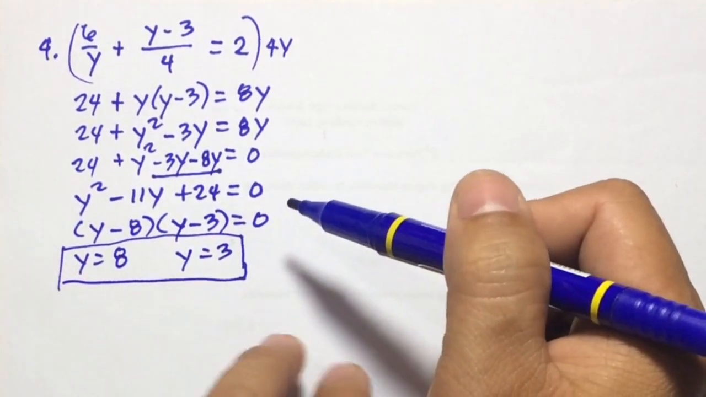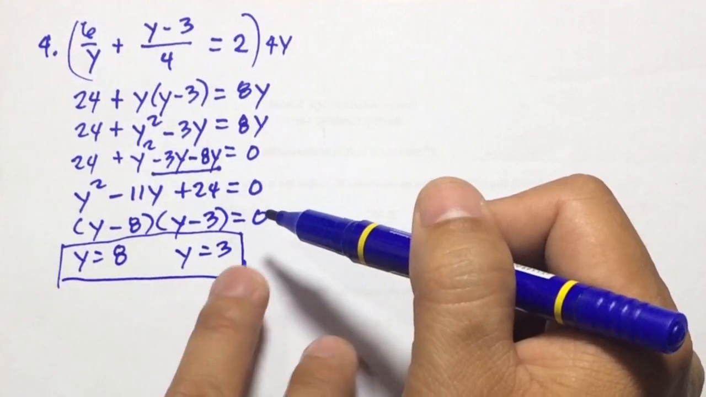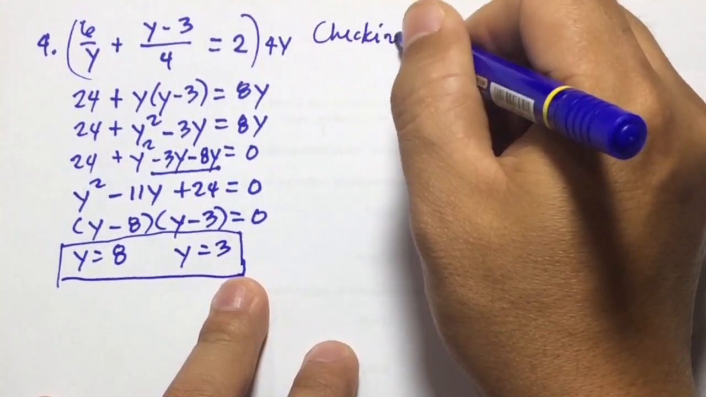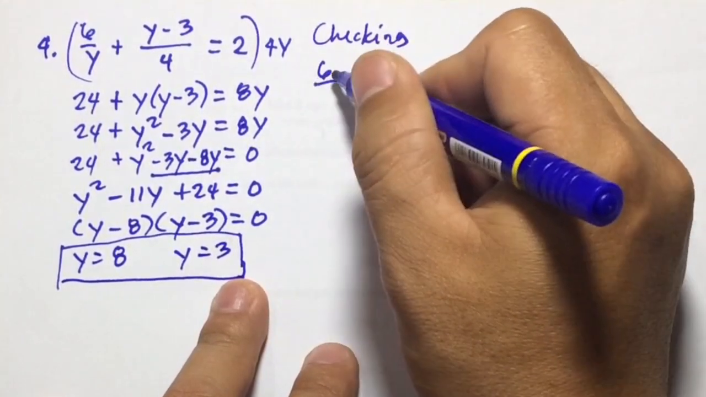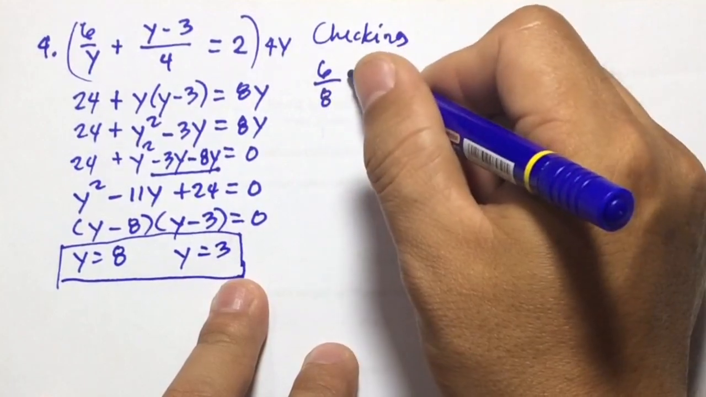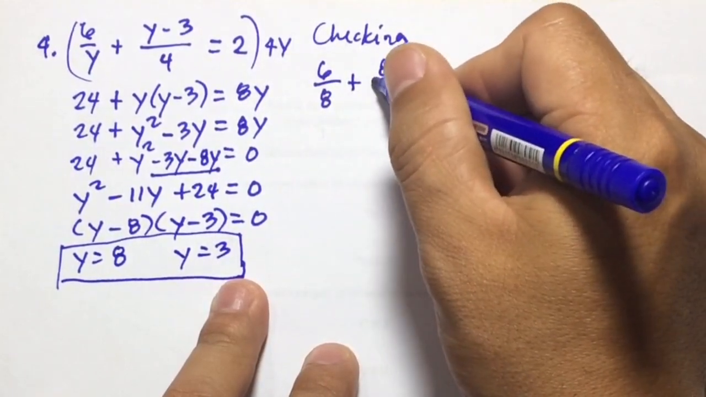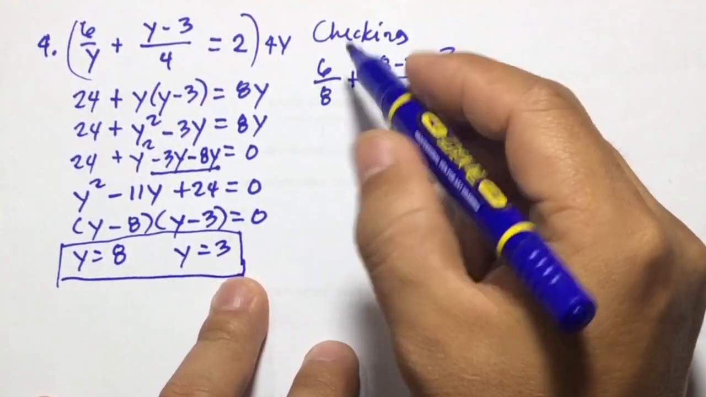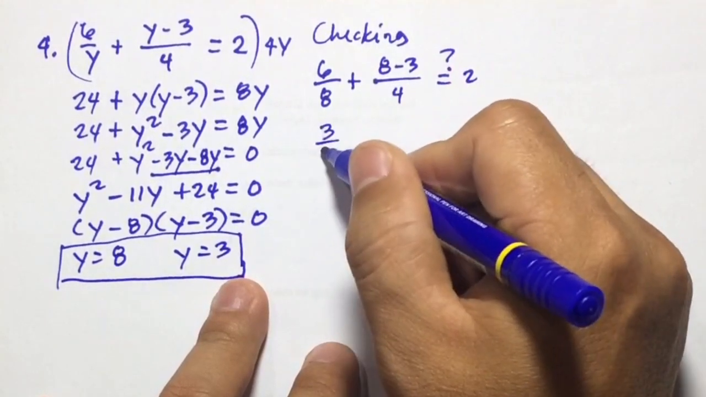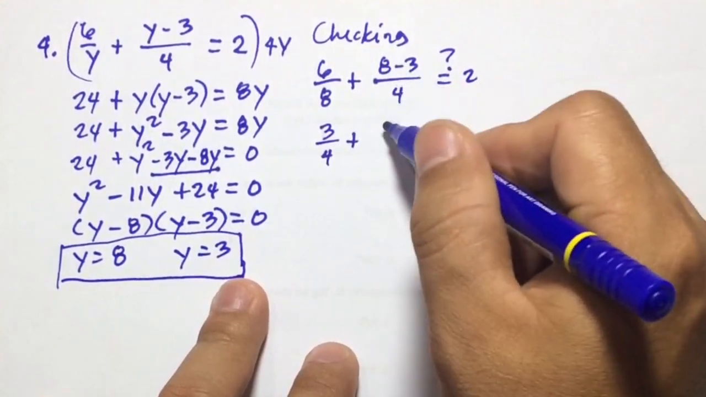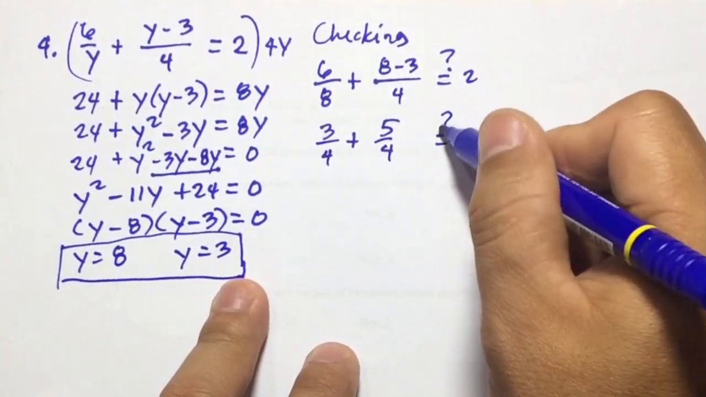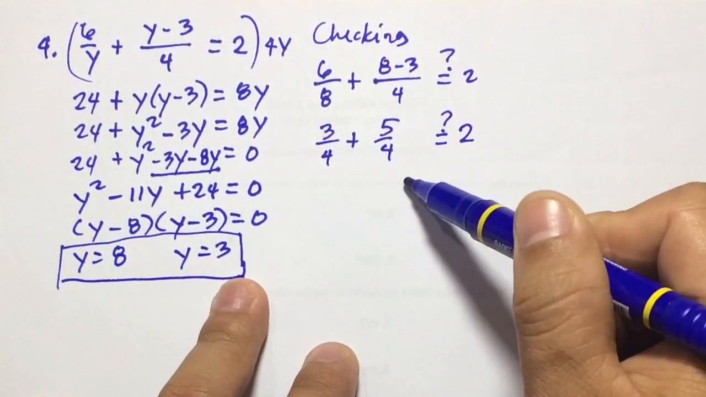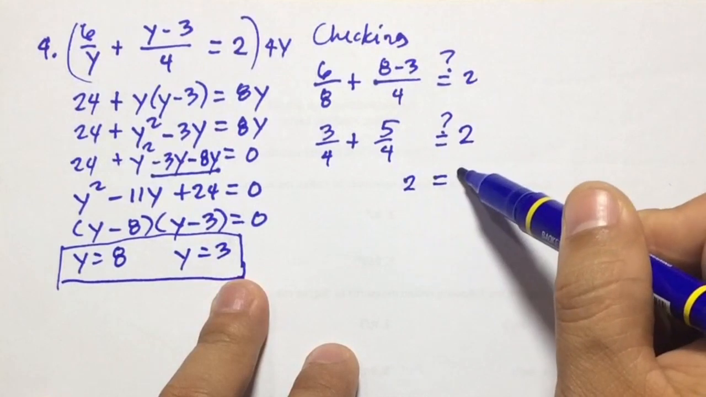Then to check if your answers are correct, just substitute the values of 8 and 3 to y in the original equation. So checking, we're going to have here 6 over, if y is equal to 8, then plus 8 minus 3 over 4 equals 2. Then 6 over 8, we can just simplify this one as 3 over 4. Then plus 8 minus 3 is 5 over 4 equals 2. Then 3 plus 5 is 8 divided by 4, that is equal to 2. So 2 is equal to 2.